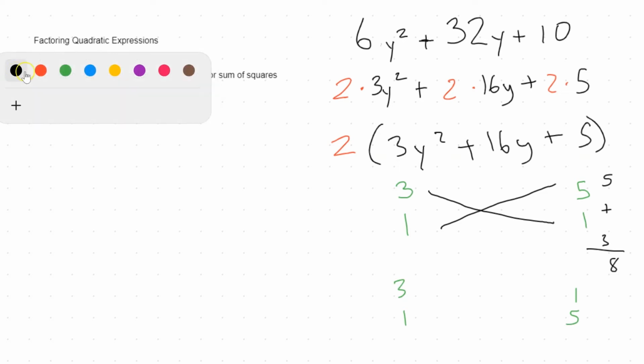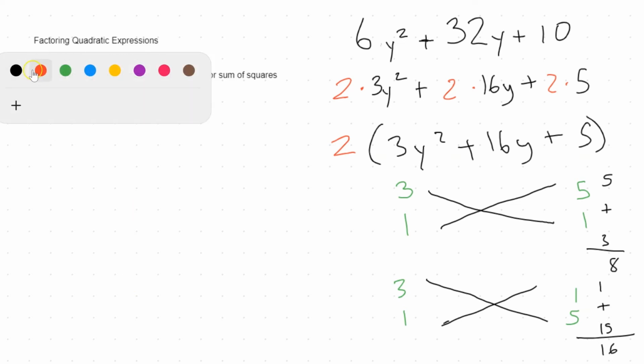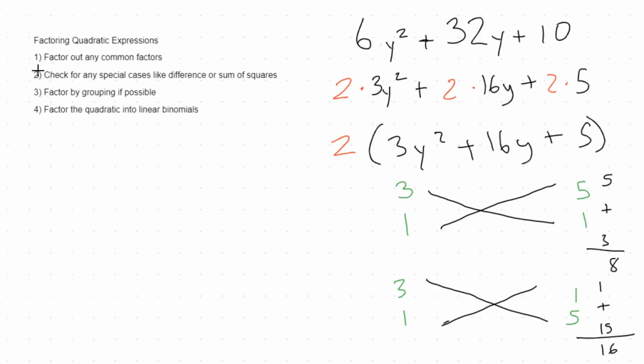And I'm going to draw my lines here and do the multiplication on this. So 3 times 5 gives me 15, and 1 times 1 gives me 1. And when I add those together, that does give me 16. So I've actually found the right combination in order to make this factor properly. And so what I do to finish this out is I just put parentheses around that.